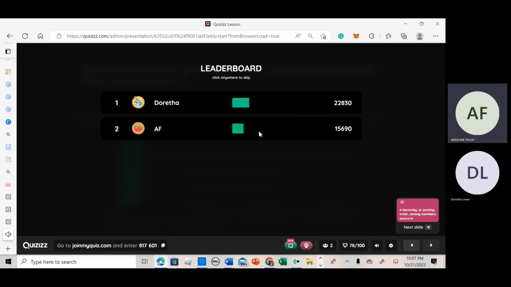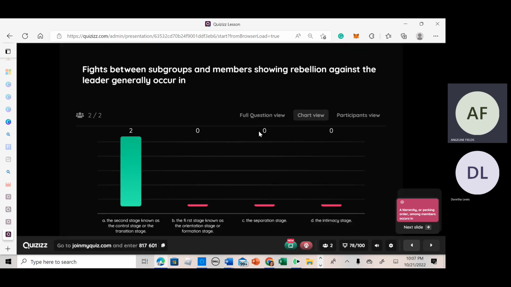Fights between subgroups and members, and rebellion against the leader, generally occur in the second stage known as the control stage or the transition stage, to see how comfortable they are. I think it's like that power struggle that you have to go through first before everybody can get on the same page in order to get to the bigger picture. Yep. Sounds good.